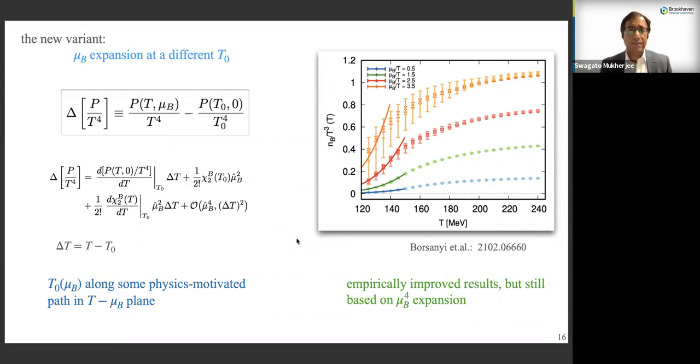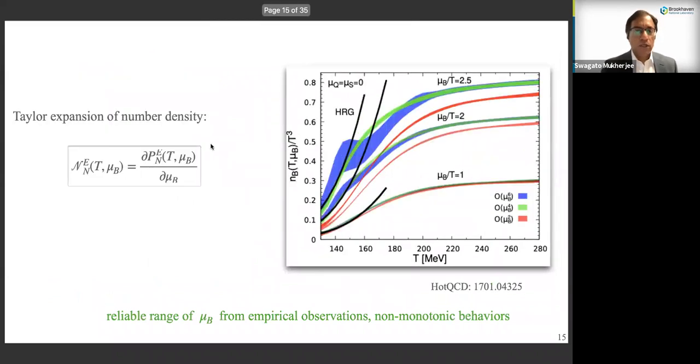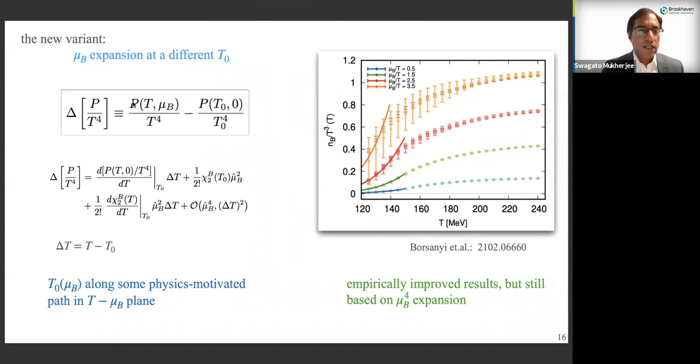So what it does in this case is, instead of what we were doing here, taking one given temperature and expanding the pressure only in mu, what they propose is: you want to get a pressure at a temperature T and mu_B. Let's try to get it from a different temperature, T naught, where of course mu_B equals 0. So it's just expanding around a different temperature, which amounts to basically a joint expansion in T and mu.